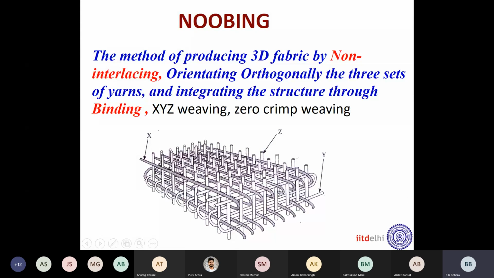Since there is no crimp, you will find the curve always rises up, tilts towards the stress axis, that is the force axis, so that the fabric gives you very high modulus. And it is possible only because it is zero crimp weaving, no crimp in the yarn. This is very, very important.